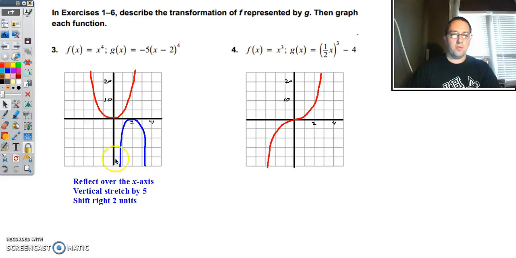Again, my vertical scale is going up by 5s. My horizontal scale is going up by 1s. So yours probably looks a bit steeper than mine does. Okay, on number 4, see what you did there.